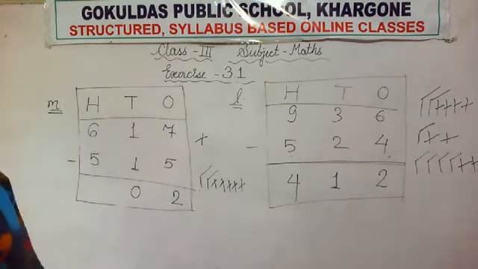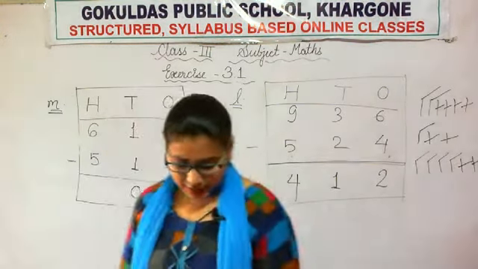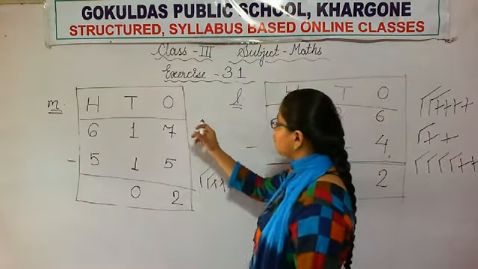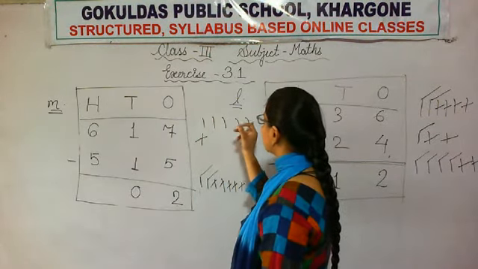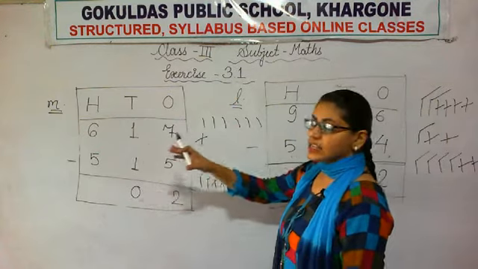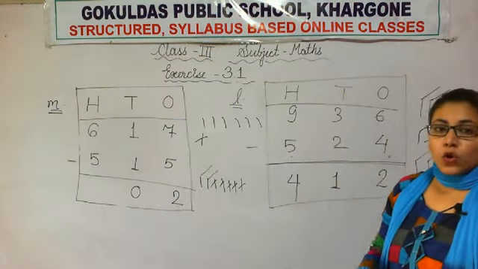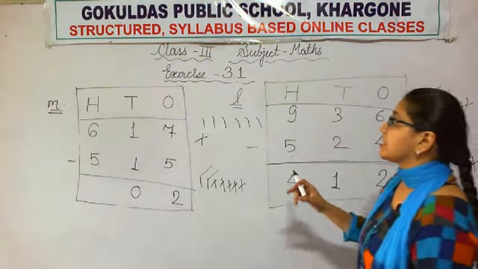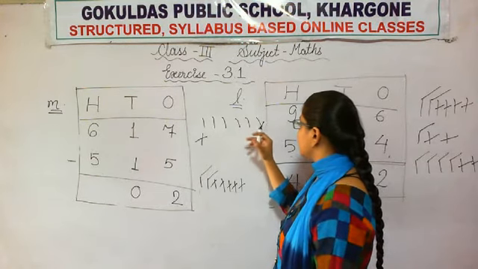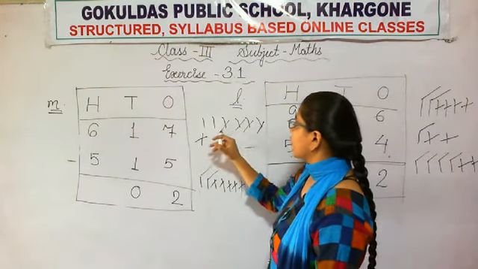Now 6 minus 5. So let's draw 1, 2, 3, 4, 5, 6 sticks. Minus 5. Minus 5 is there. So we will cancel out 5 sticks. 1, 2, 3, 4 and 5.